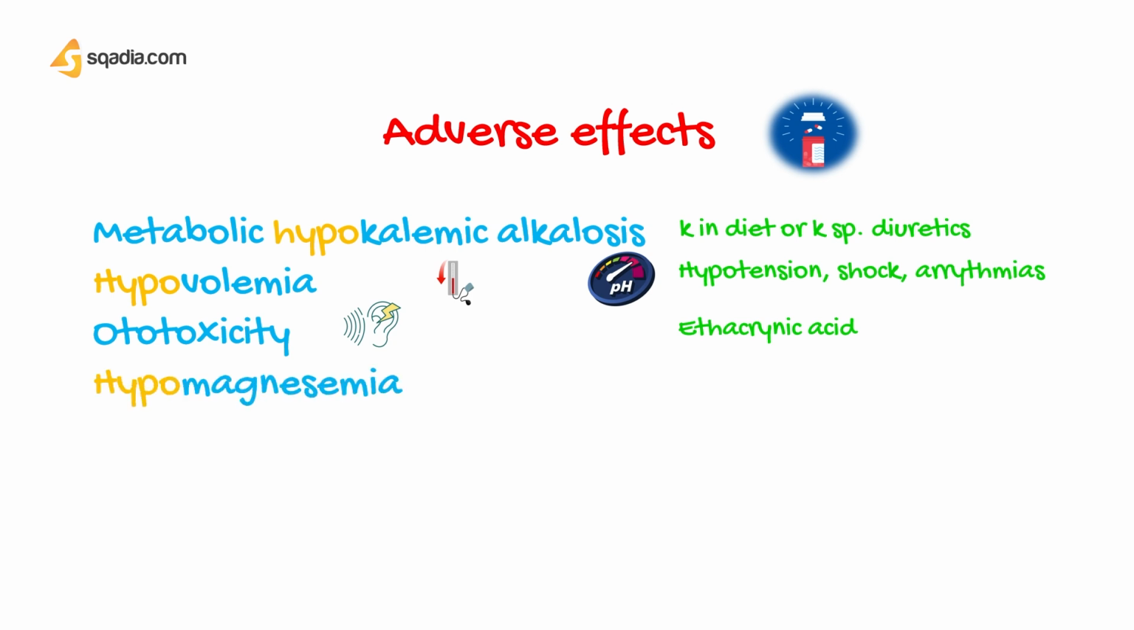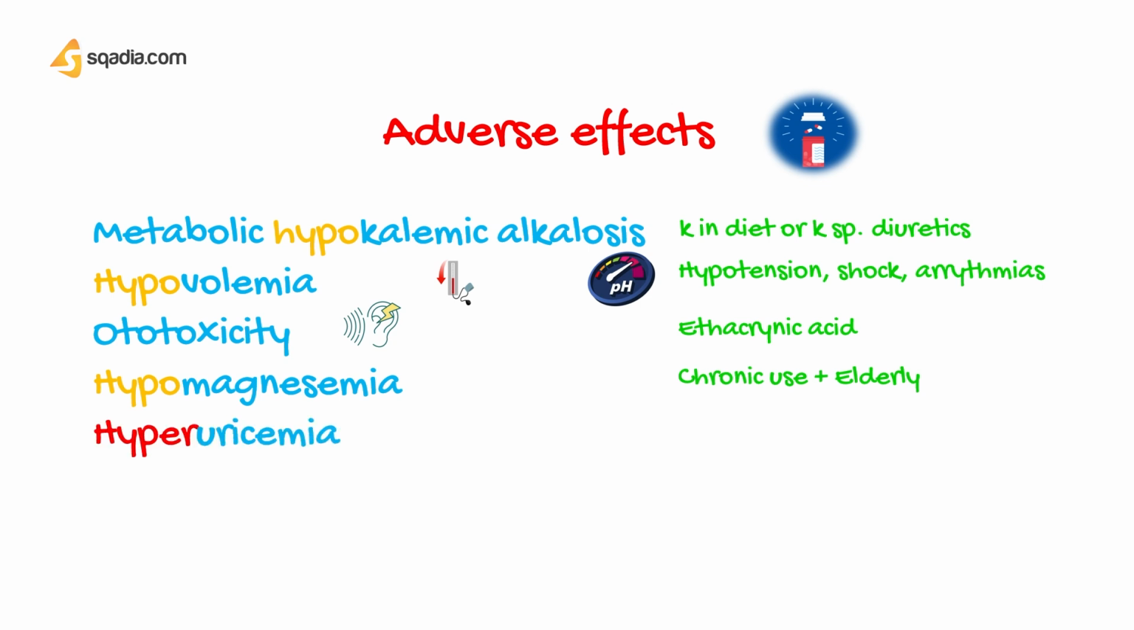Next comes hypomagnesemia, because they are promoting magnesium excretion in the urine. So hypomagnesemia can occur particularly by chronic use in elderly people. So we have to monitor the magnesium and we have to give magnesium in diet to such patients.